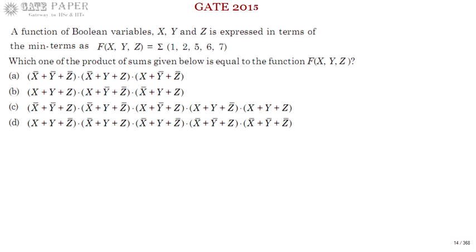Hello, we are discussing GATE 2015 and looking at the question. Here f of xyz is a function of x, y, z given in minterm form: sigma 1, 2, 5, 6, 7. Which one of the product of sums given below is equal to the function f of xyz? So if it is SOP form, what is its equivalent POS form? That we are going to finalize.